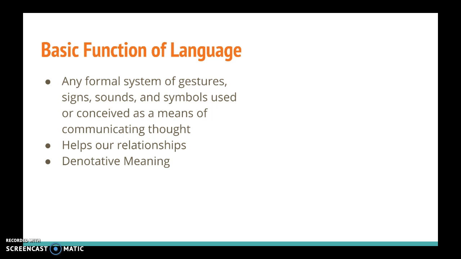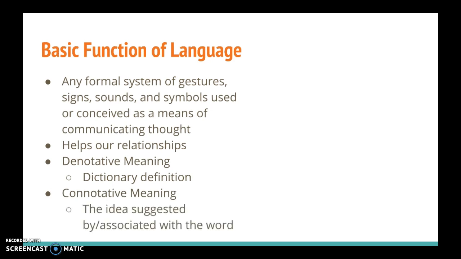The first of these different meanings are the denotative meanings, otherwise known as the dictionary definition of a word. So this is the definition that you get when you look up the word in the dictionary. It's like the literal definition. On the other hand, the connotative meaning is the idea that is suggested by the word or that's associated with the word. So this is less of the dictionary definition and it's more of your own definition.